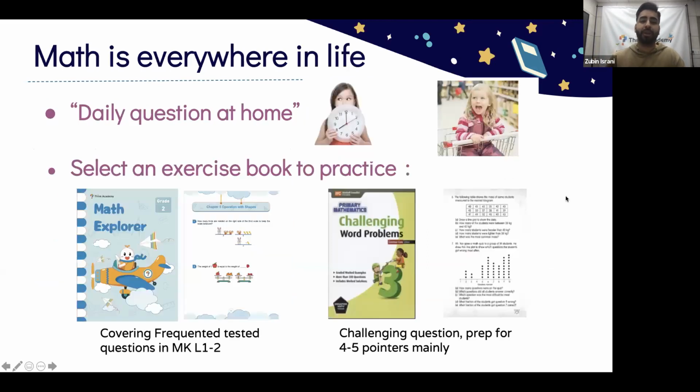Now, math is everywhere in life, right? Word problems and calculation, these are all well and good, but the best way of practicing is really to just develop great interest within the material. You can do that by asking questions at home. It doesn't even have to be a worksheet.